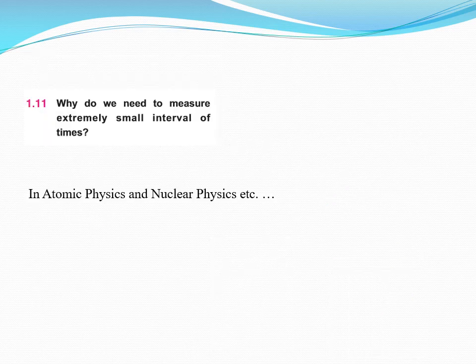Question number 1.11. Why do we need to measure extremely small intervals of time? Particularly in atomic physics and nuclear physics, we often require extremely small intervals of time. For example, the vibration of atoms and nuclear reactions are so fast and occur in very small intervals of time. That's why we require extremely small intervals of time in these domains of physics.